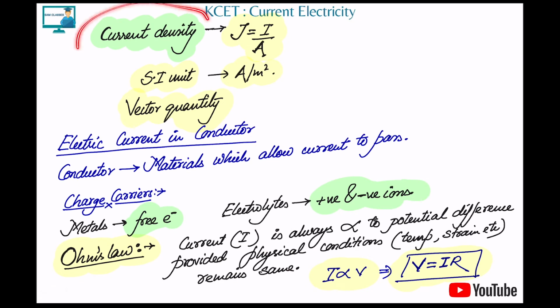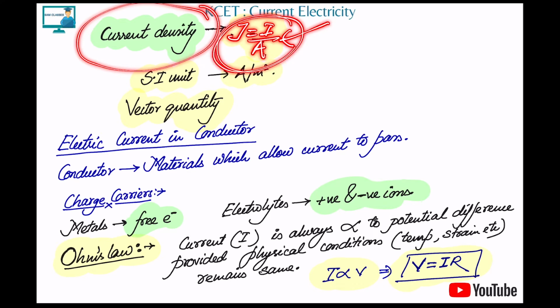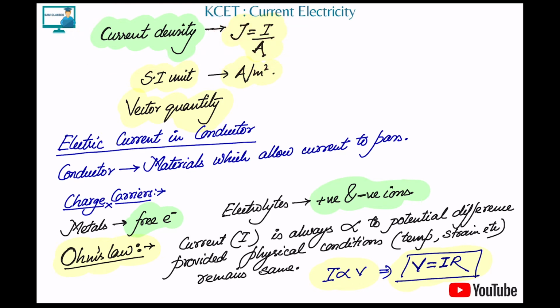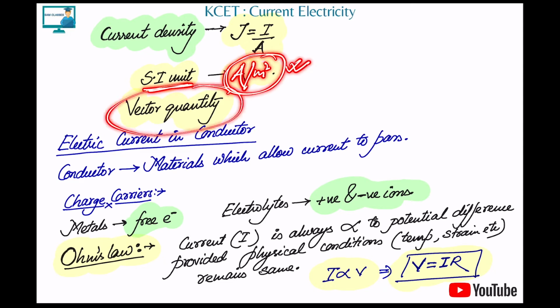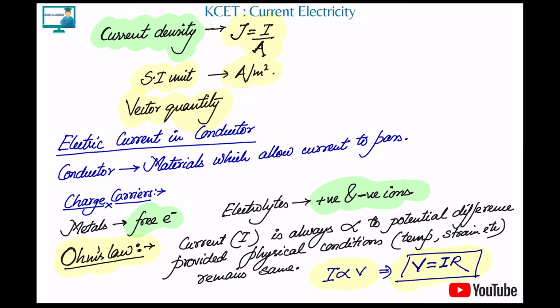Next is current density. You should know this. Current density is current by area. Anything you divide by area, you get the density of that, meaning per unit area, per meter square, how much it is. The SI unit is ampere per meter square. It is a vector quantity. Why vector? Current is not a vector, but area is a vector quantity.